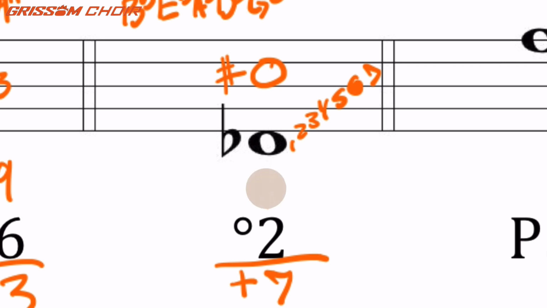I'm going to go ahead and erase this 9 so I have room. There it is. A diminished second below D flat is a C sharp. It is technically the same note on the piano.